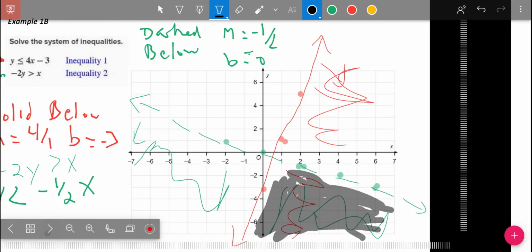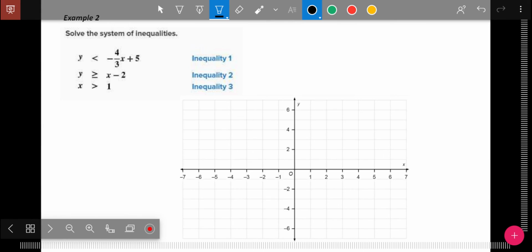Let's look at one more example. Now we have 3 lines. All right. And so the first one, let's graph in red again. It's going to be a dashed line shaded below. It's going to start at +5, go down 4, over 3, down 1, 2, 3, 4, over 3. All right. And we said it was going to be a dashed line. And we know we're going to shade below.